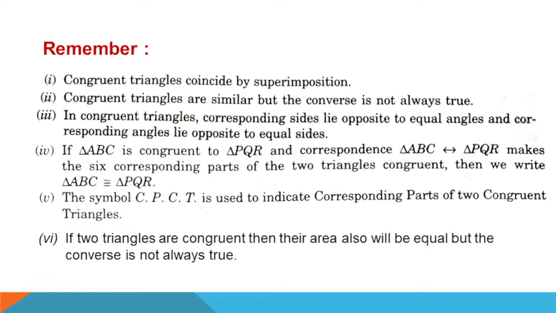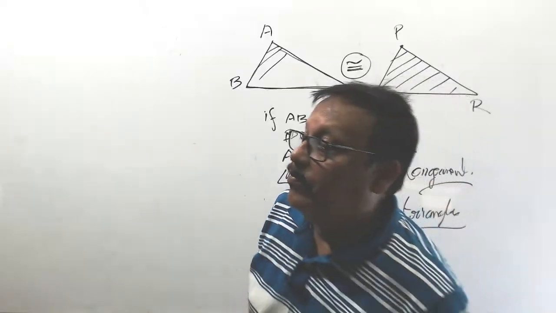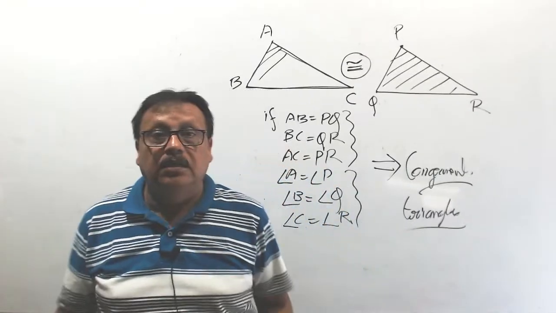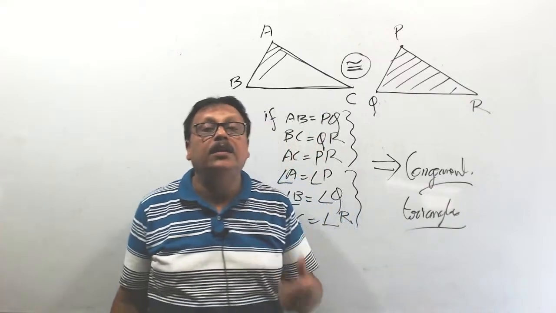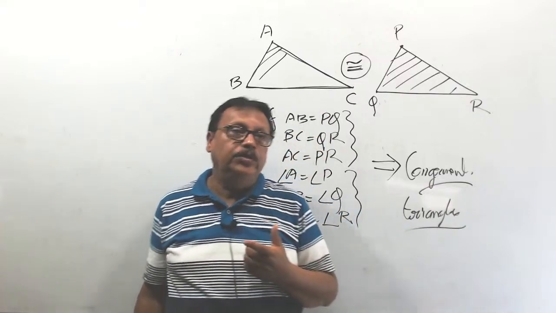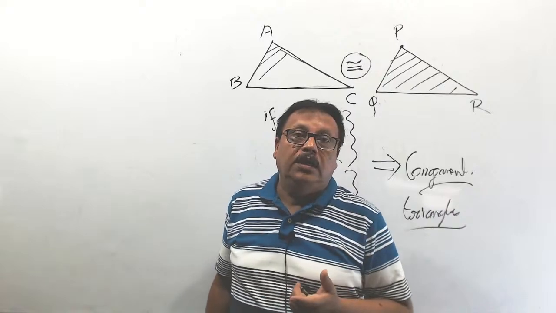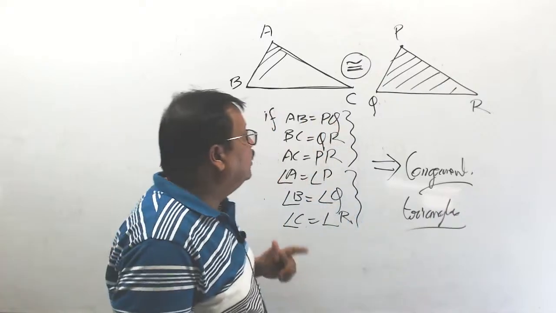Coincide means overlap. Number 2, congruent triangles are similar, but the converse is not always true. Yes, congruent triangles always will be similar. There is another chapter actually, similarity of triangles. I will do it later on, but I am telling you what a similar triangle is.